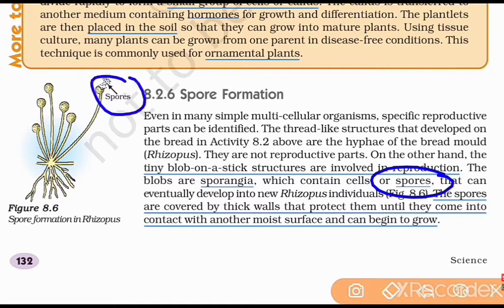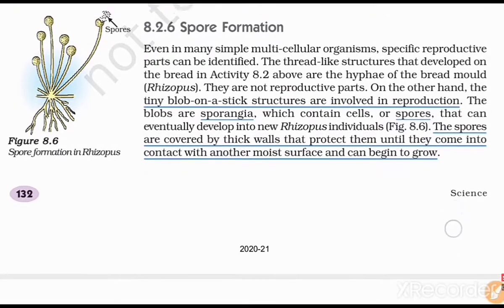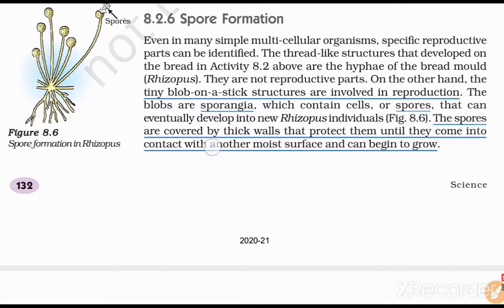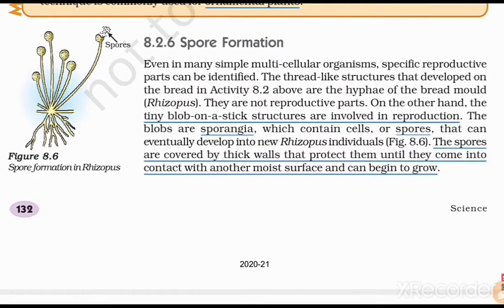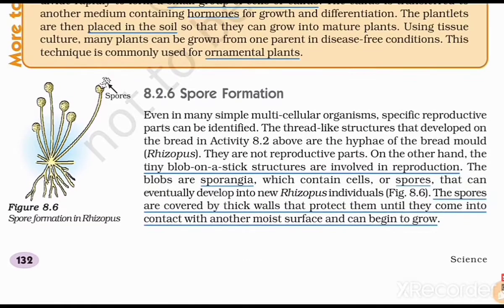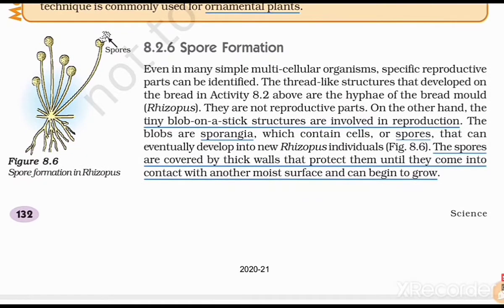The spores are covered by a thick wall that protects them until they come into contact with another wet, moist surface. Then it begins to grow, and on the moist surface it keeps growing.